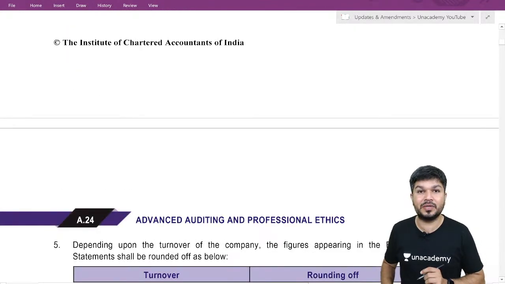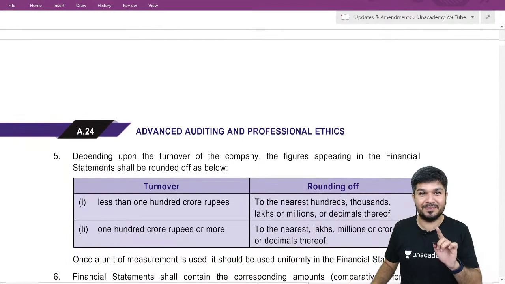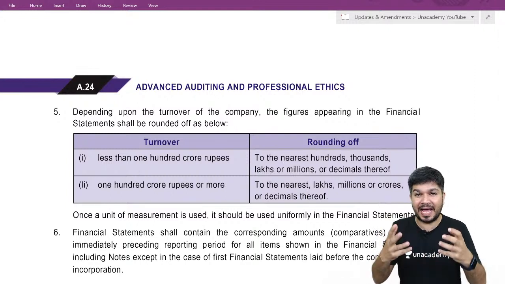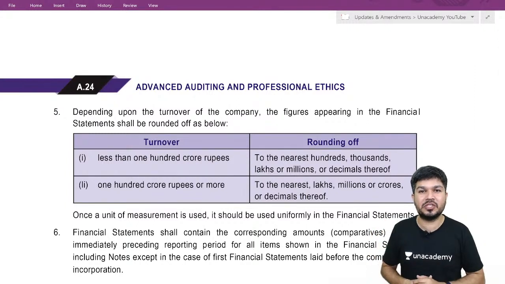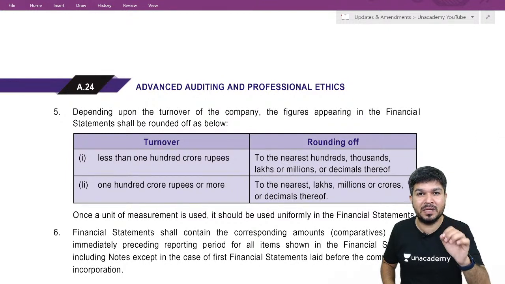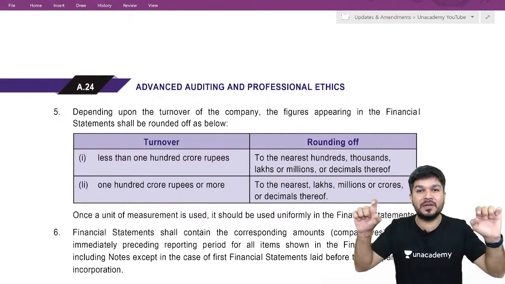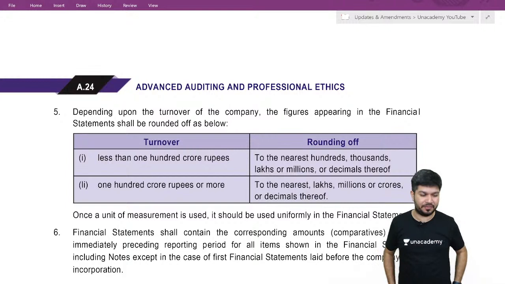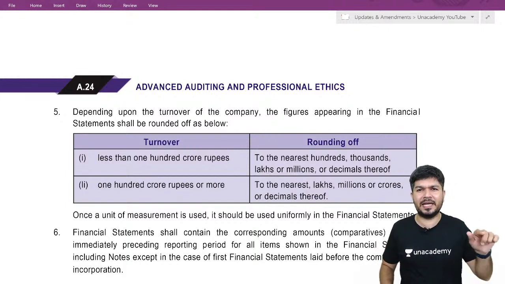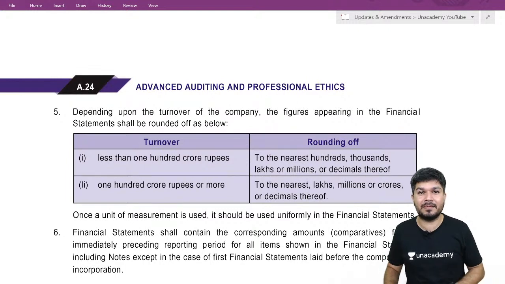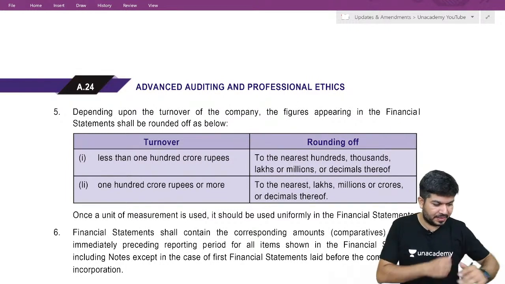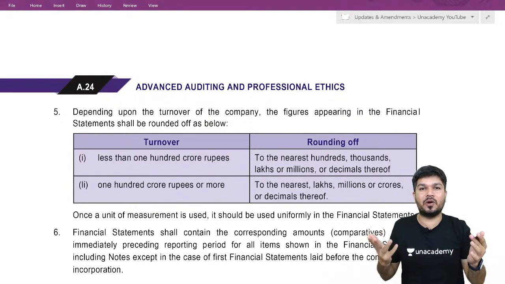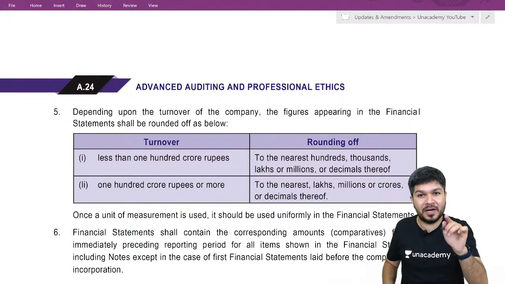Next question. This is important. Pay attention. We can have a rounding off, like rupees in lakhs, rupees in millions, rupees in crores. Question: is it mandatory to have rupees in millions, lakhs, crores, or can I show full figures? Mandatory or not mandatory? Can I show full figures, or is it mandatory to round off? It is mandatory to round off under Division 2.